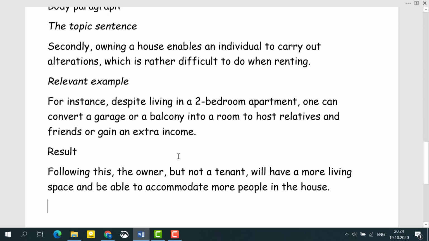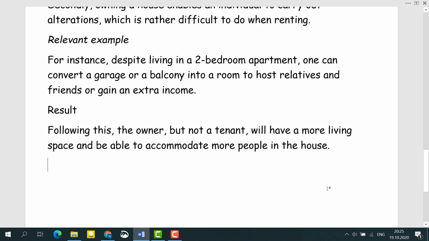So we're talking about the result of these actions. So the action is when somebody converts a garage or balcony into a room. As a result, this person might accommodate more people here. Like before, we have mentioned the phrase like hosting relatives and friends, and that's exactly what we're doing here. So we're talking about the result.